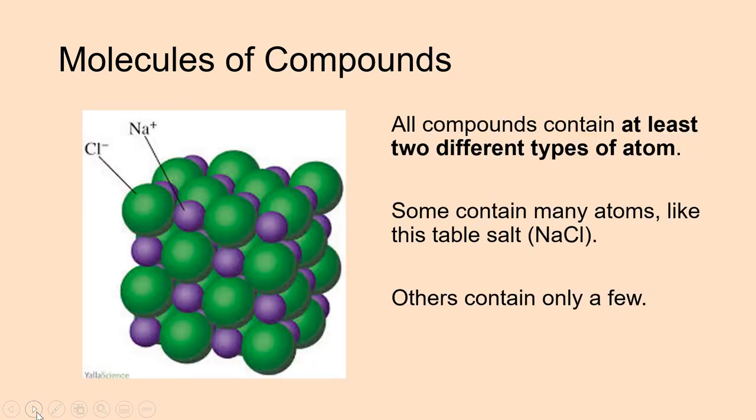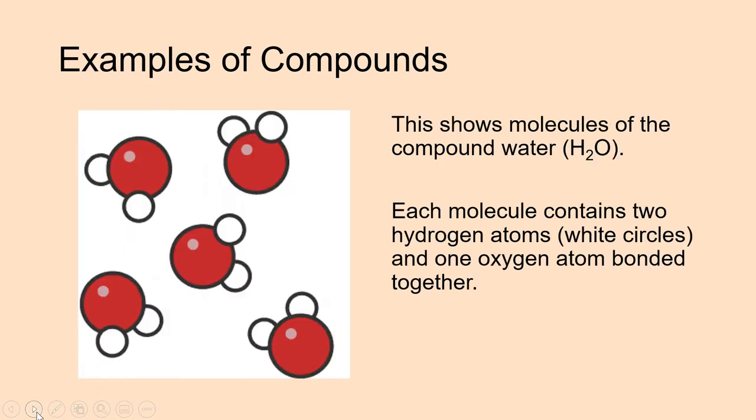Molecules of compounds. All compounds contain at least two different types of atom. Some contain many atoms like this table salt, while others only contain a few. Here are some examples of compounds. This diagram shows molecules of the compound water, which is given the symbol H2O. Each molecule contains two hydrogen atoms, shown by the white circles, and one oxygen atom, shown by the red circle, and these are bonded together.